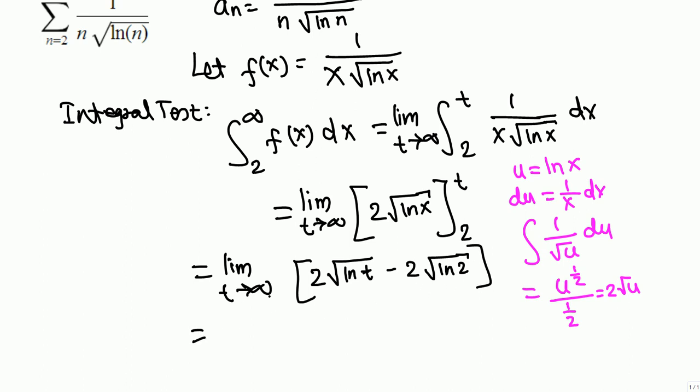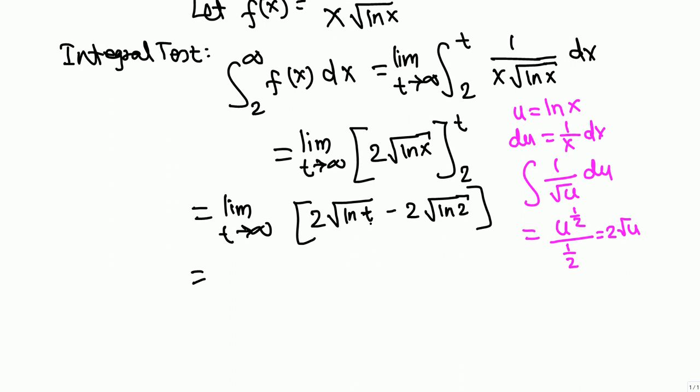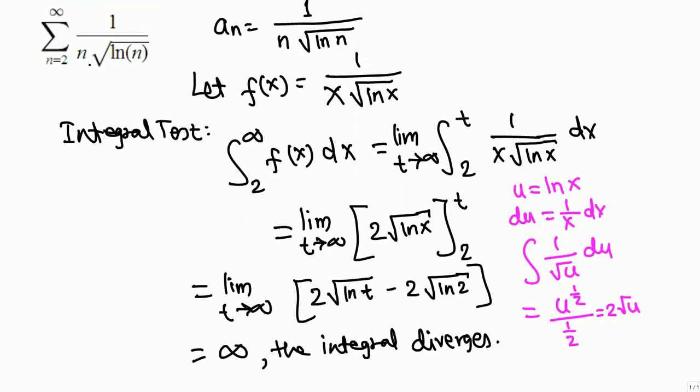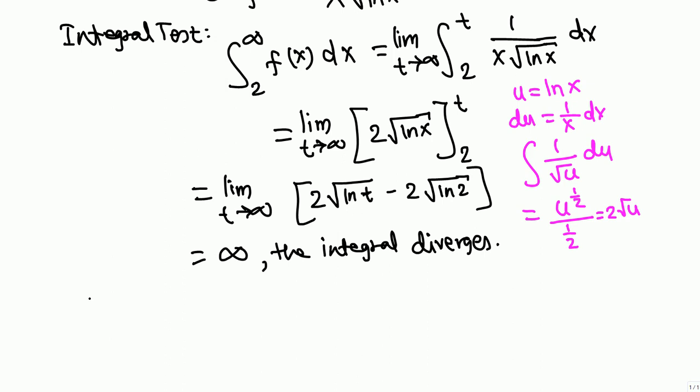When t goes to infinity, natural log of t also goes to infinity, and the square root of infinity, very big, is still very big. Infinity times 2 is infinity, minus a finite number, so this is infinity. That means this improper integral diverges. Consequently, the given series also diverges.